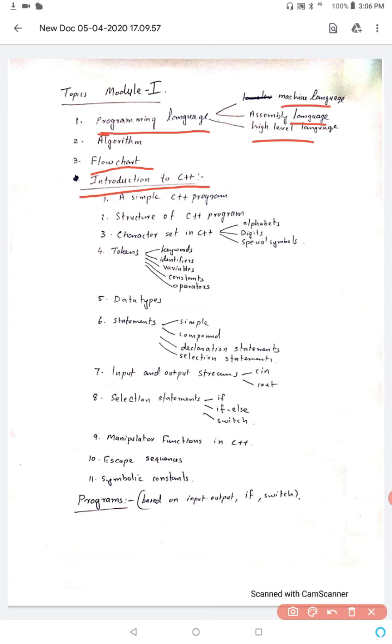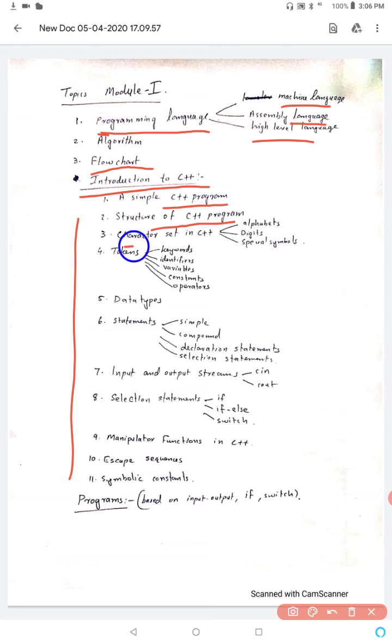In C++, in this module, these things we will learn. First we'll start with a simple C++ program, a hello world program. From that program, we will learn the structure of a C++ program, how we write it, and what the format of a C++ program is.